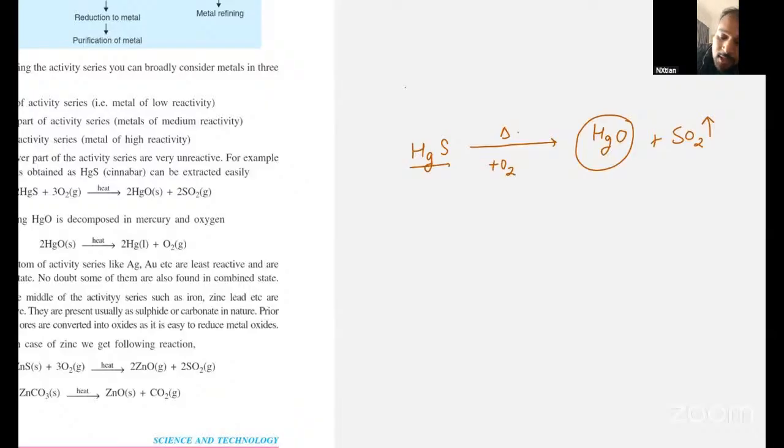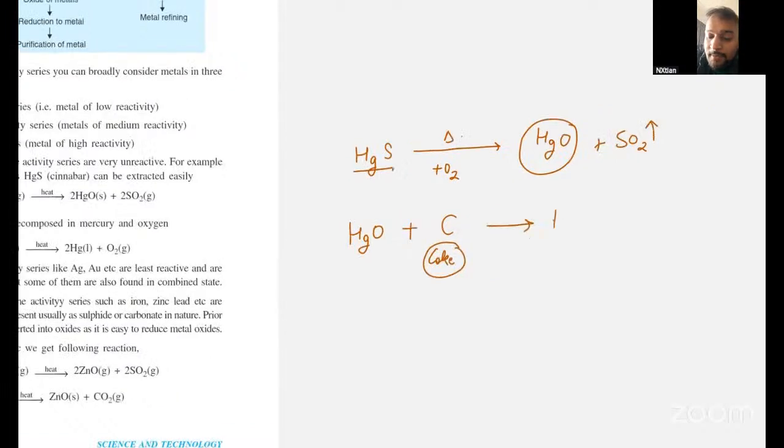Now we have the oxide of the metal, which is HgO. We have to reduce it. The best reducing agent is carbon, which is also called coke, like pure carbon. When you take carbon, you will get Hg, and CO2 gas will be released. Carbon will reduce it, meaning it takes oxygen from the HgO, making carbon dioxide. So the best reducing agent is coke, meaning carbon.